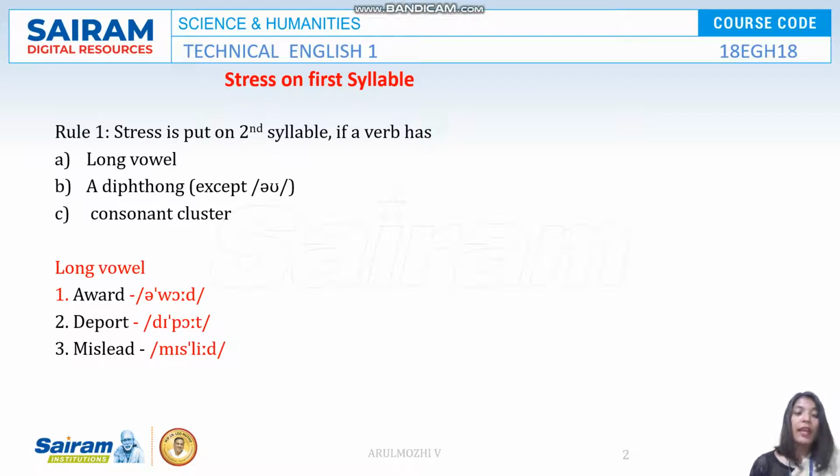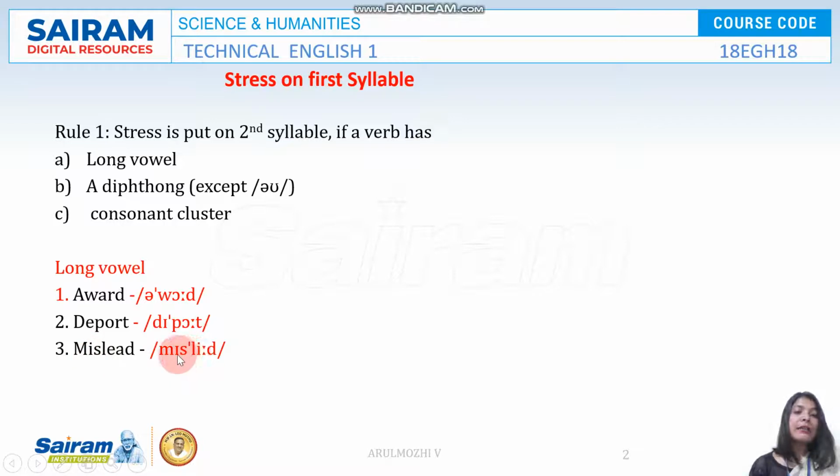Teapot. Okay. Here O again is a long vowel. So teapot, the stress falls on the second syllable. Look at how stress is marked. The stress is marked by a small dash on the second syllable. Okay, look at this one.